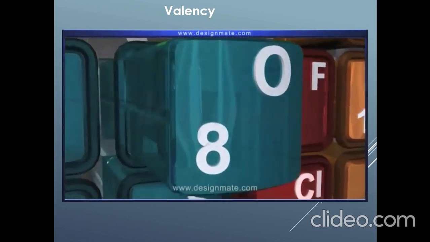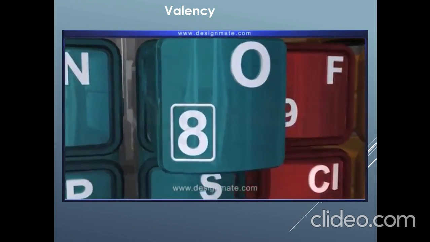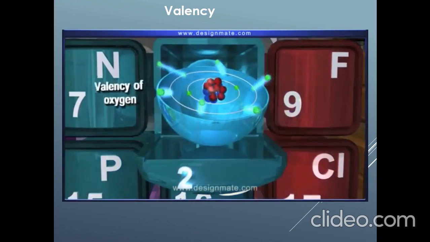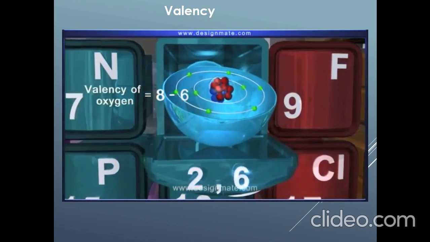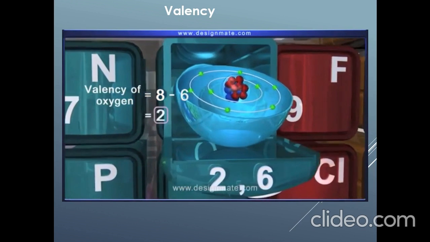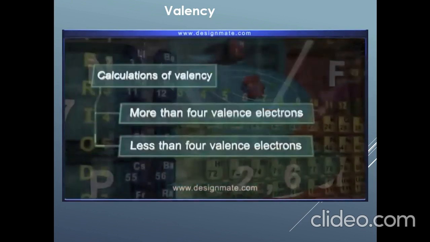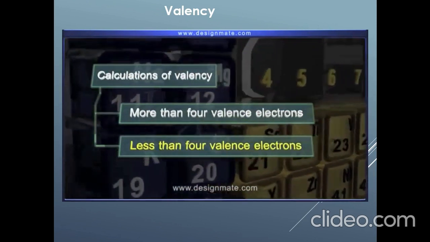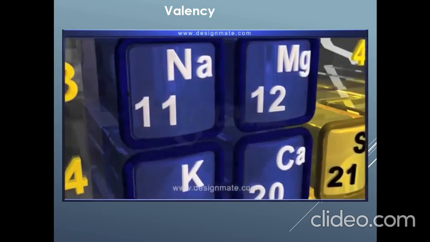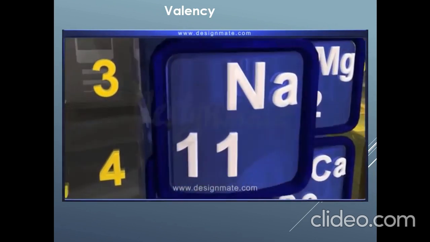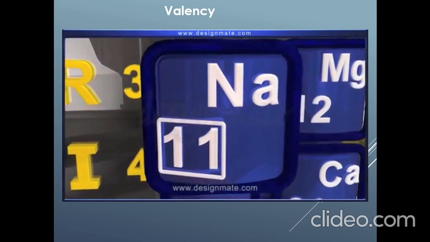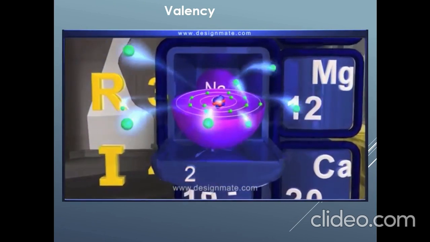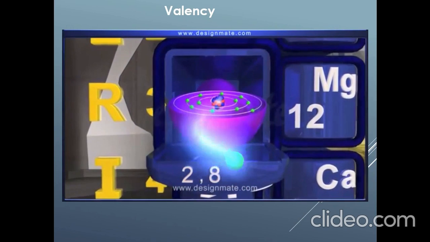For an oxygen atom with an atomic number 8 and an electronic configuration of 2, 6, its valency is given by 8 minus 6. That is 2. Now we will study those atoms which have less than 4 valence electrons. Consider an atom of sodium with an atomic number 11. It has an electron configuration of 2, 8, 1.